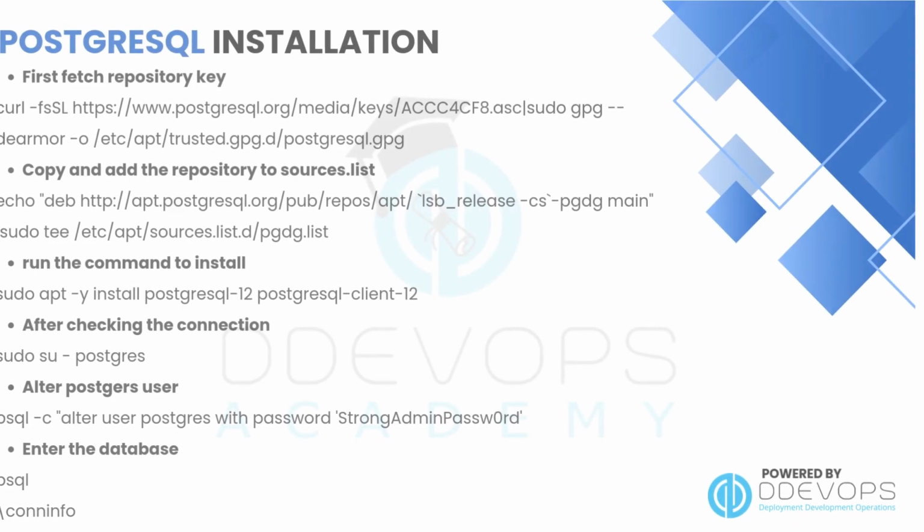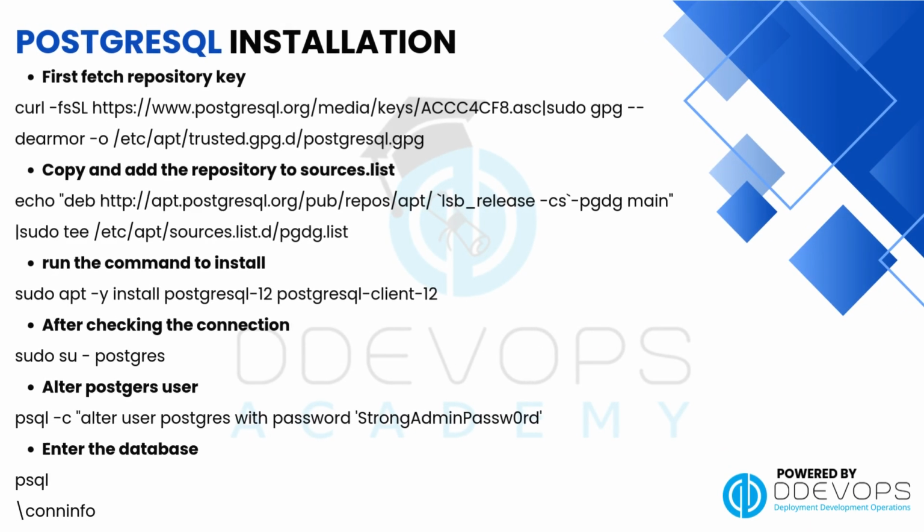Let's install PostgreSQL on a Debian-based system. First, fetch the repository key and add the PostgreSQL source to your system. Then install PostgreSQL and its client. Switch to the postgres user, set a strong password, and enter the database using psql. These steps get your PostgreSQL server up and running securely.